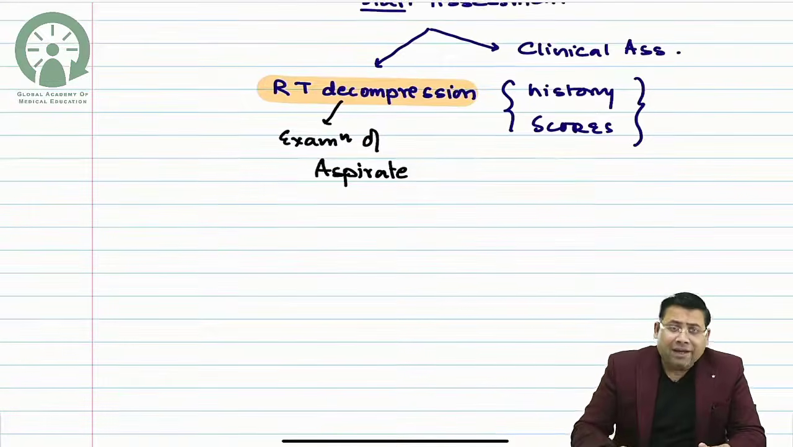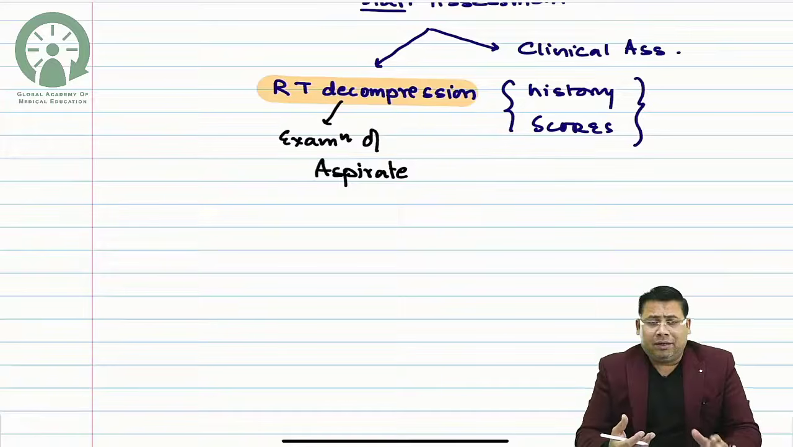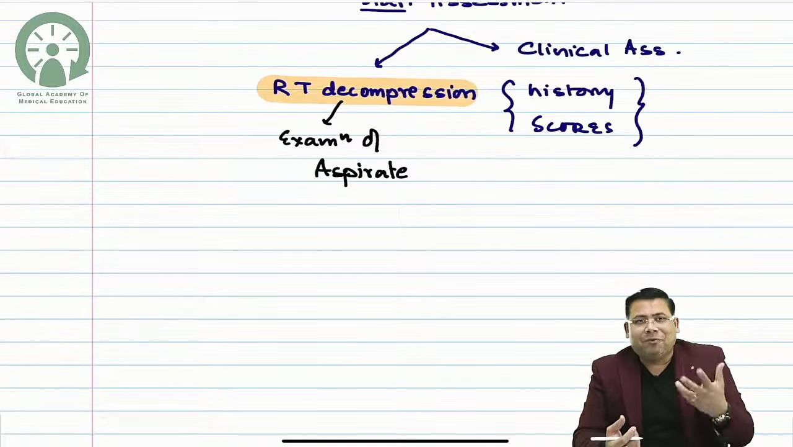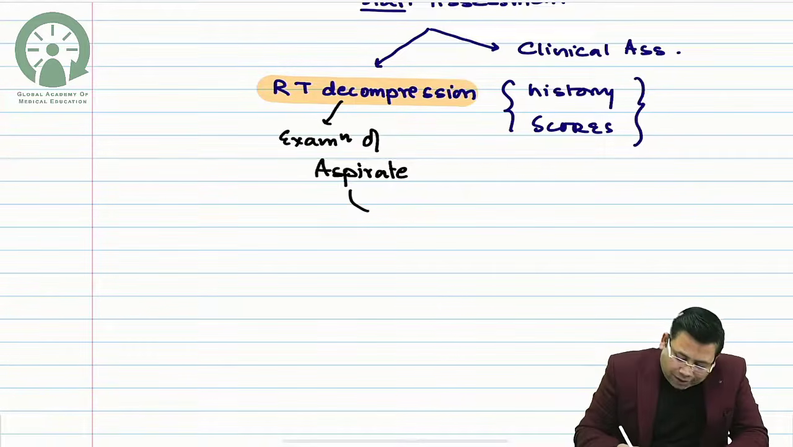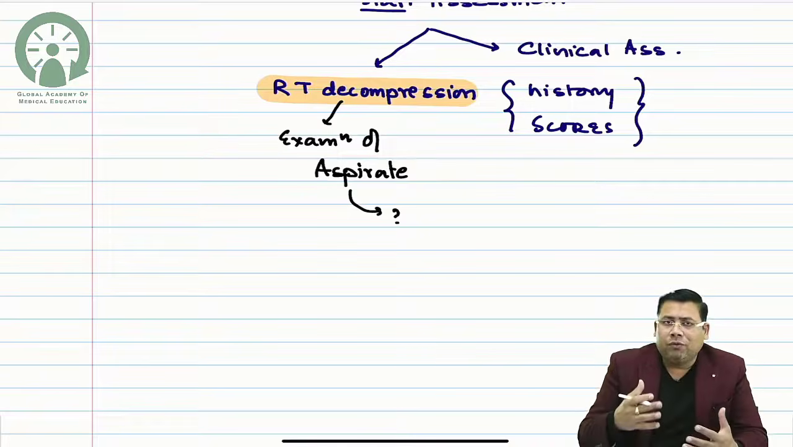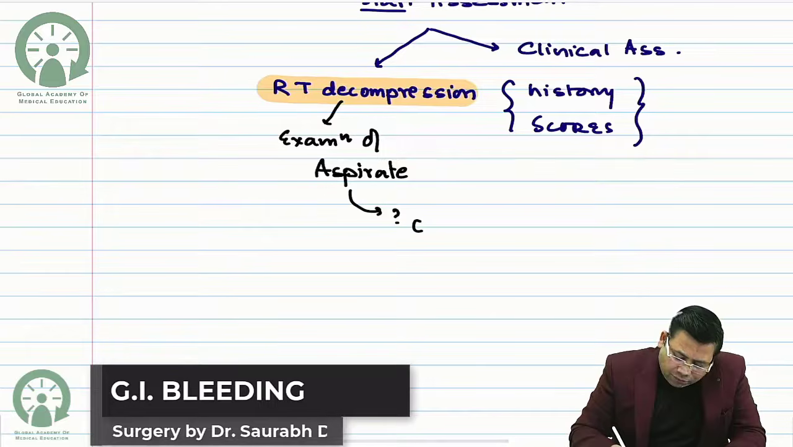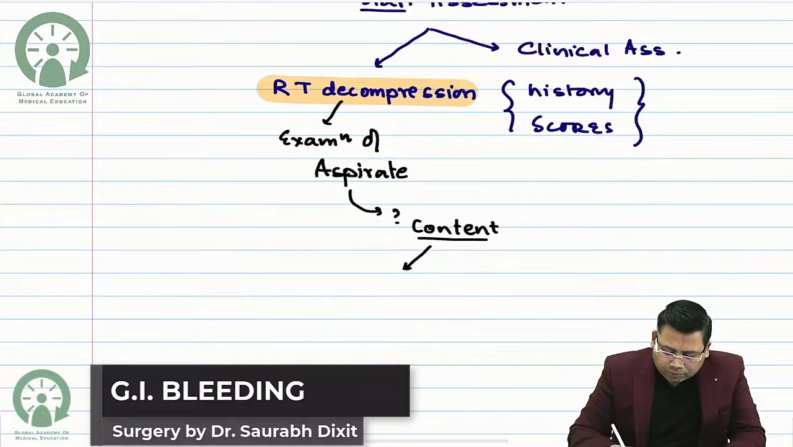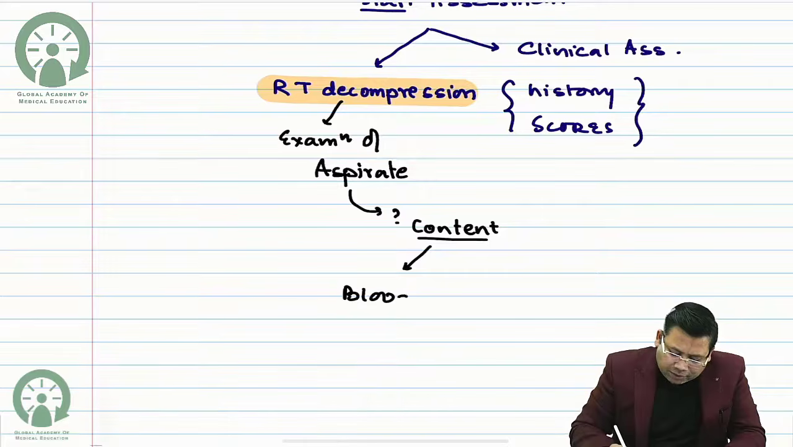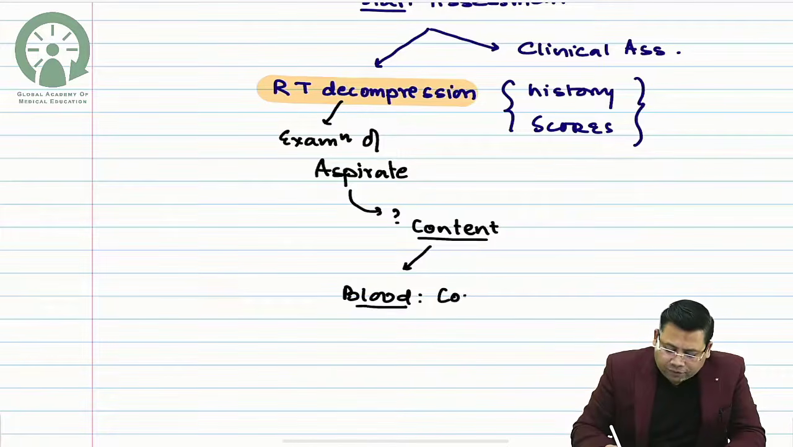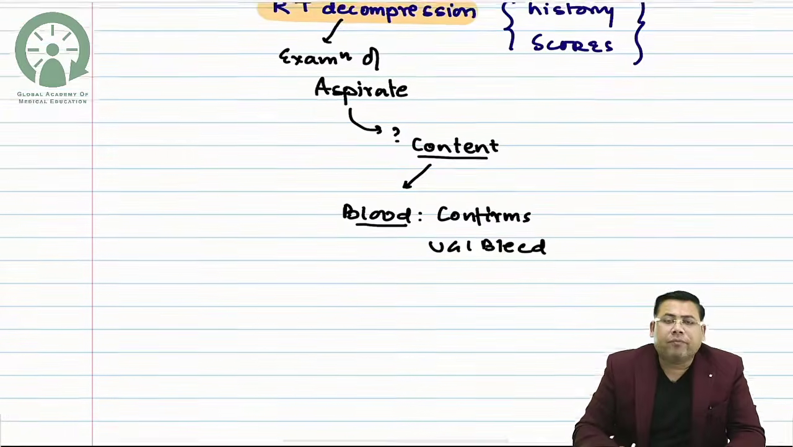Now what is the advantage of doing aspirate assessment? You are going for a bedside assessment. When you do aspiration and examine the aspirate, if you see what the content is, if it is blood, then students, it confirms upper GI bleed. This is very important.